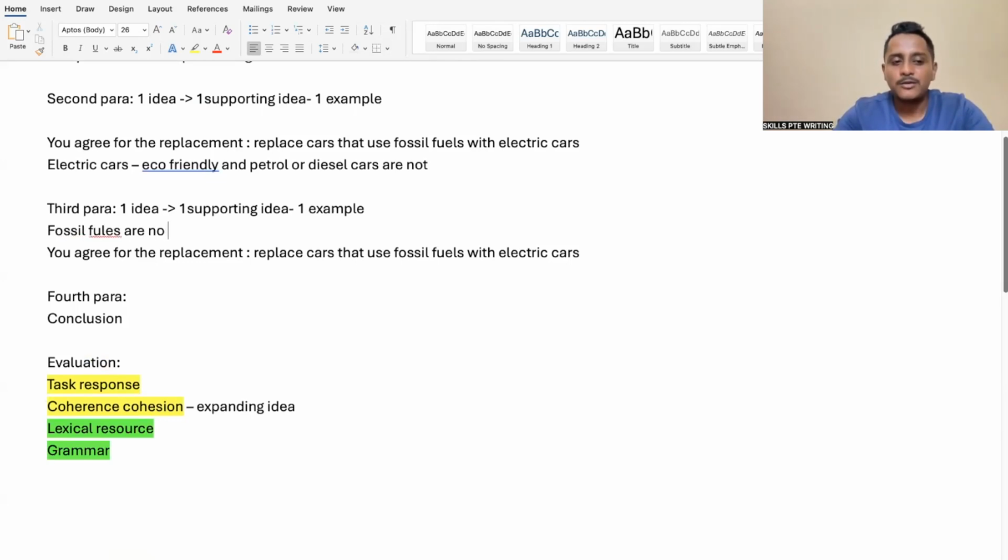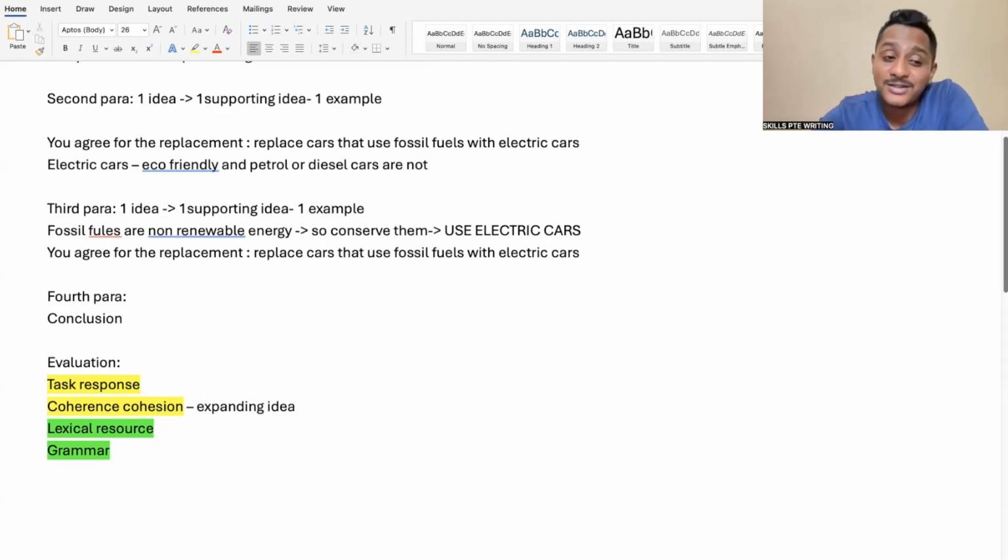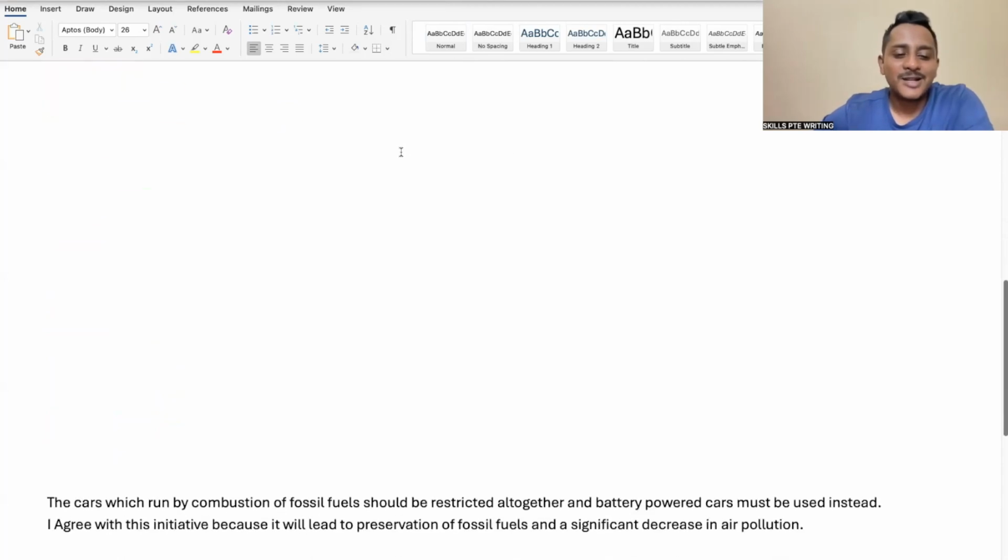Fossil fuels are non-renewable energy. So conserve them. And how do you conserve? Use electric cars. If you write any other idea which may not sound logically correct, you may end up getting low scores. So now we will review this.